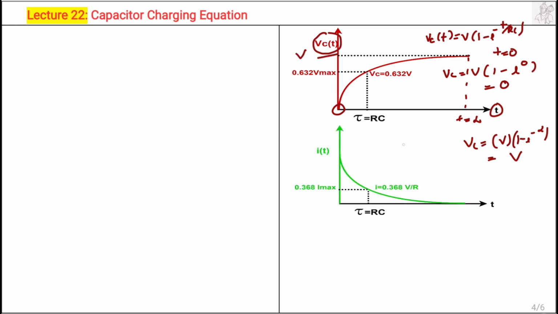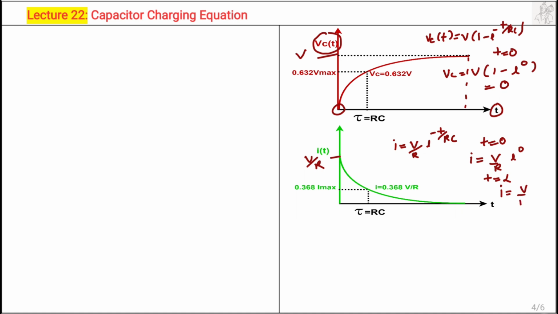Similarly, we know that the current I is equal to V by R e raised to power minus t by RC, and at t is equal to 0, I becomes equal to V by R into e raised to power 0, that is V by R. So therefore the maximum value will be V by R, and at t is equal to infinity, I becomes equal to V by R into e raised to power minus infinity, and that is almost equal to 0. Therefore we can see that at t is equal to infinity, the current becomes almost 0.